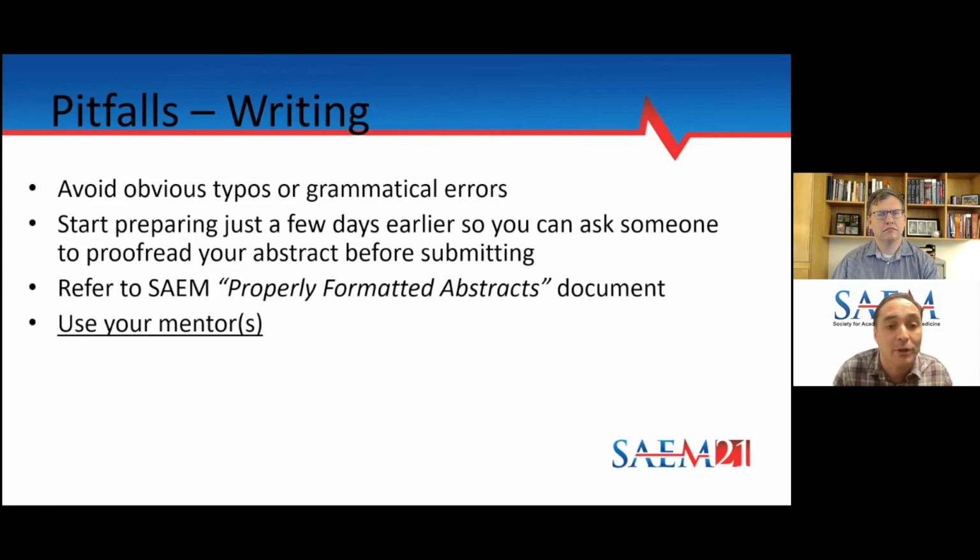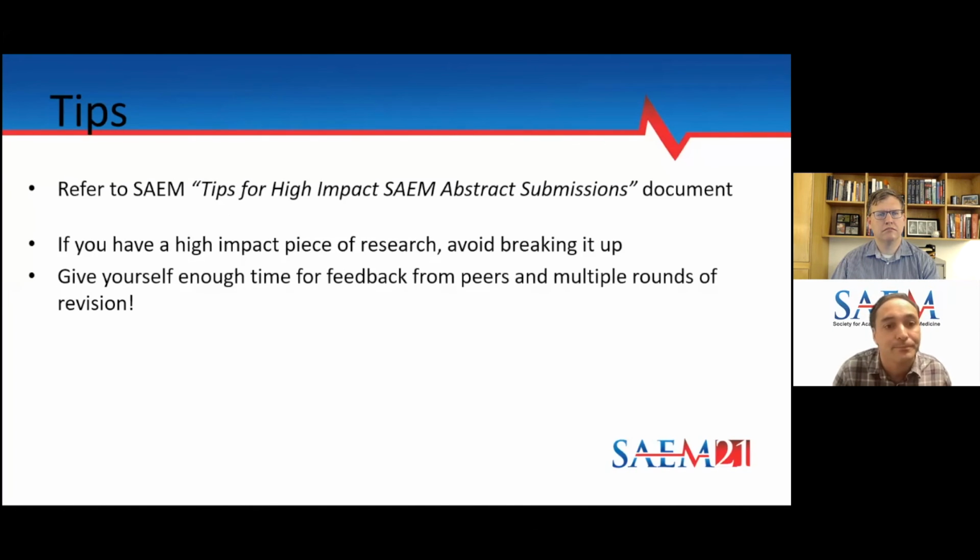Also, there's a document, on the same website that Nick showed earlier where the rubric is, called Properly Formatted Abstracts. Read that and make sure your abstract is properly formatted. And then we've created a document called Tips for High Impact SAM Abstract Submissions. That's another very quick read. It's about a page and a half. It gives you some excellent tips. I didn't see that on the SAM website, so we'll make it available to anybody that wants it, anyone that's watching this webinar.